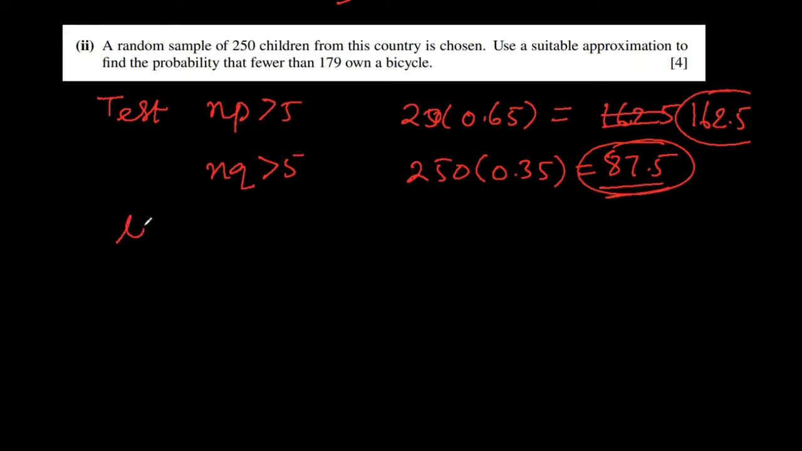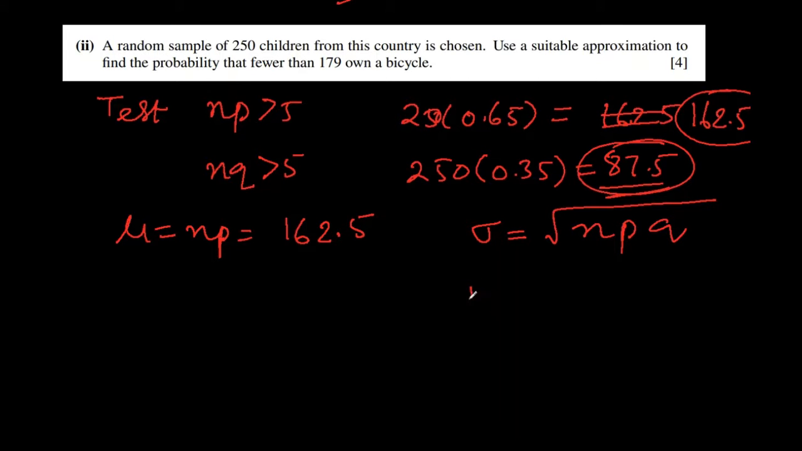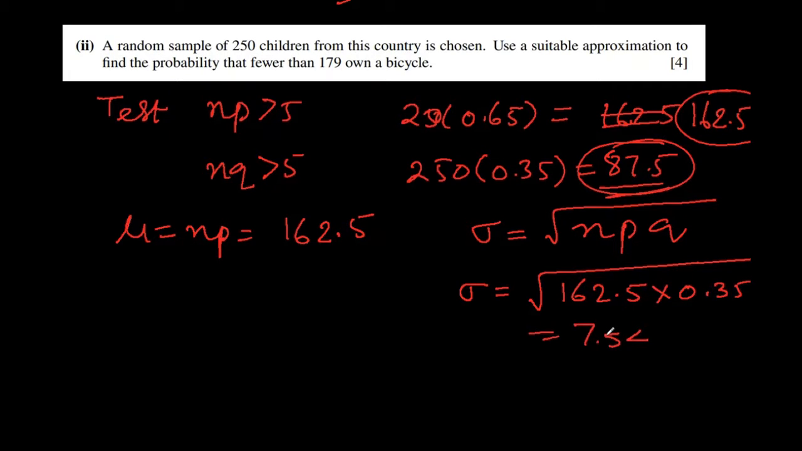Okay, so the mean is NP, which is 162.5, and we want standard deviation as well. So the standard deviation will be square root of NPQ. NP is already with us, 162.5 times Q, which is 0.35, gives 7.541. So I will use 7.54 as standard deviation. The situation is they want the probability of fewer than 179, probability that X is less than 179.